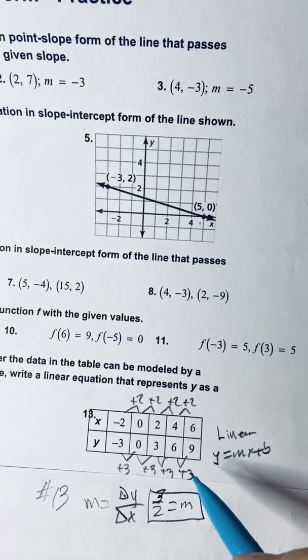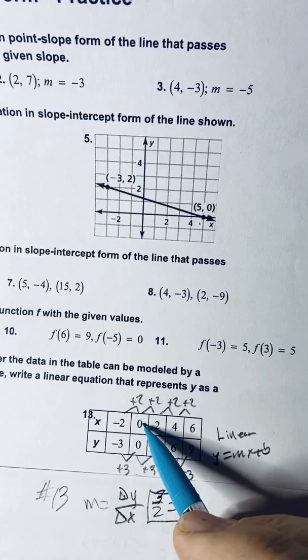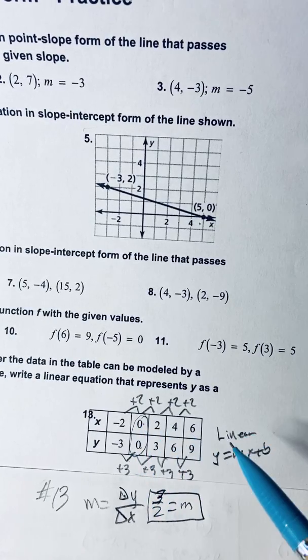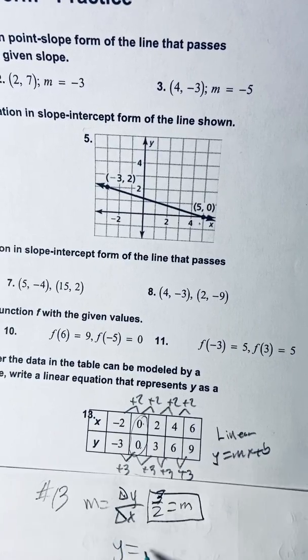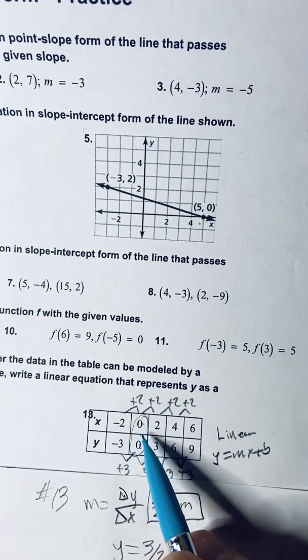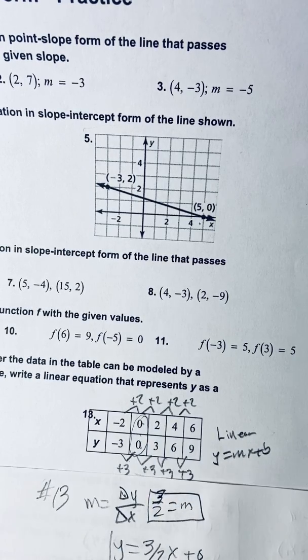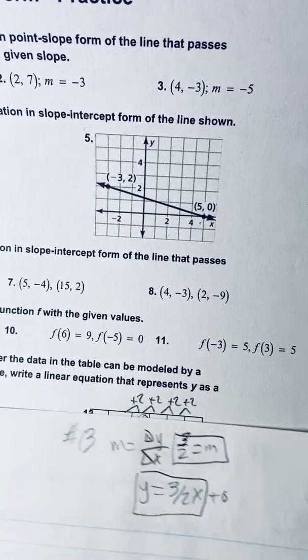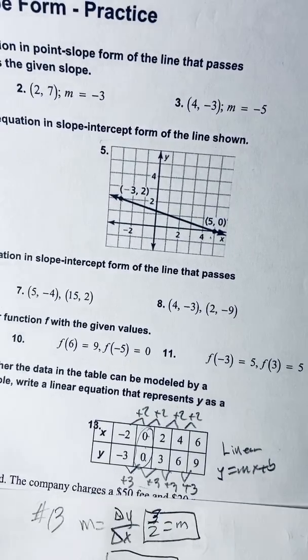I can choose one point out here. Remember, when x is 0, that's across the y-axis, so these are already set up for me, obviously. So y equals 3/2 x plus 0, because when x is 0, y is 0. And so we're done. We're good at this point right here. We're done. All right, those are the odd ones.